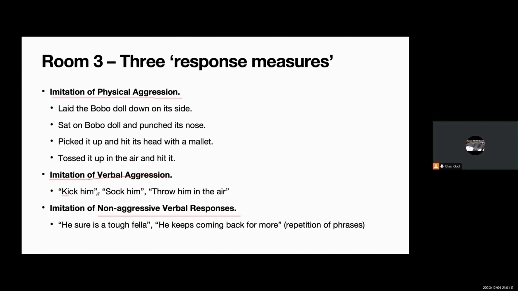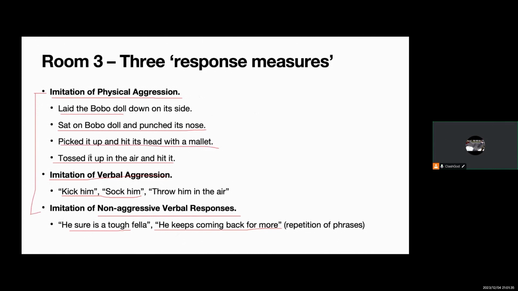And of course here, kick him, sock him, those are the 2. He sure is a tough fella and he keeps coming back for more. These are non-aggressive verbal comments. And physical aggression, of course: laying it on its side, sitting on it and punching its nose, picking it up and hitting its head with a mallet, and tossing it up in the air and hitting it. So these are the 3 response measures, the 3 types of imitations that could have happened from the children.